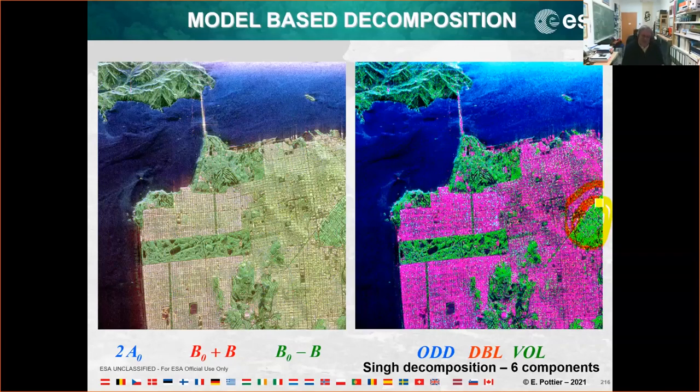Because what does it mean? It means that you try to reconstruct different scattering mechanisms from a 3x3 coherency matrix. If I create six components, you must not forget what happens in reality inside the pixel: it is a coherent integration of the different scattering mechanisms. Coherent means a complex interaction, amplitude and phase. So I can have 10 scattering mechanisms, 20, the number you want.